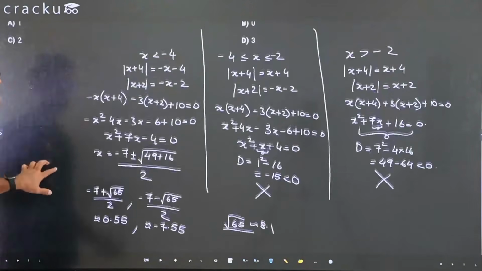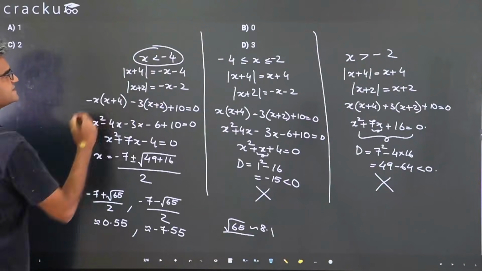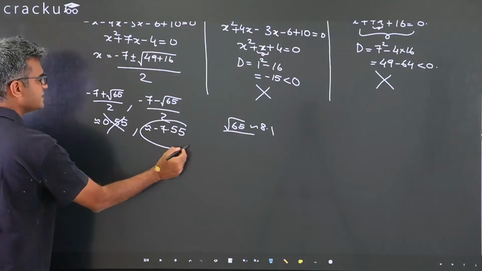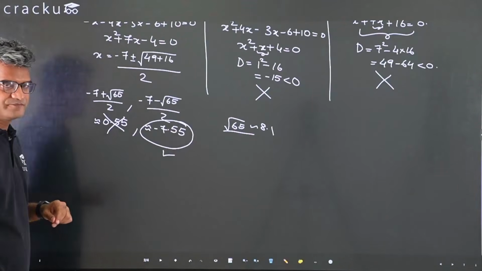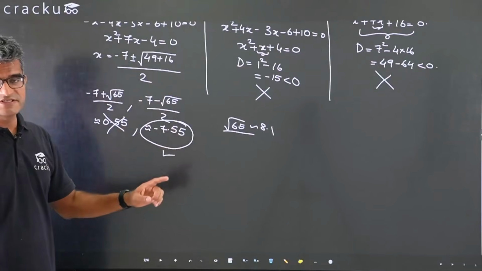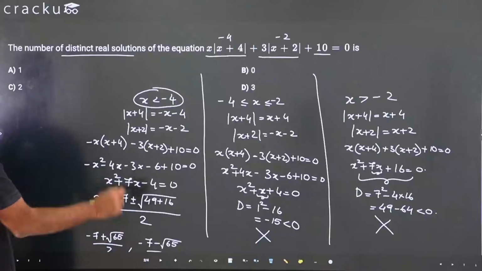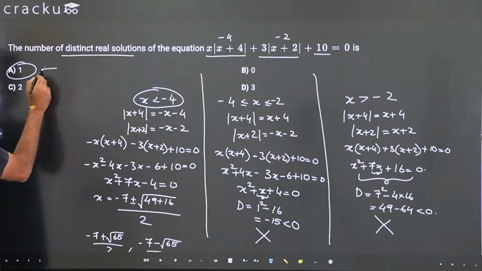In this case, we are looking only for values of x which are less than minus 4. So it can't be 0.55, it has to be minus 7.55. So across all three cases, there is only one solution for x. So the answer for this question is option A, which is equal to 1.